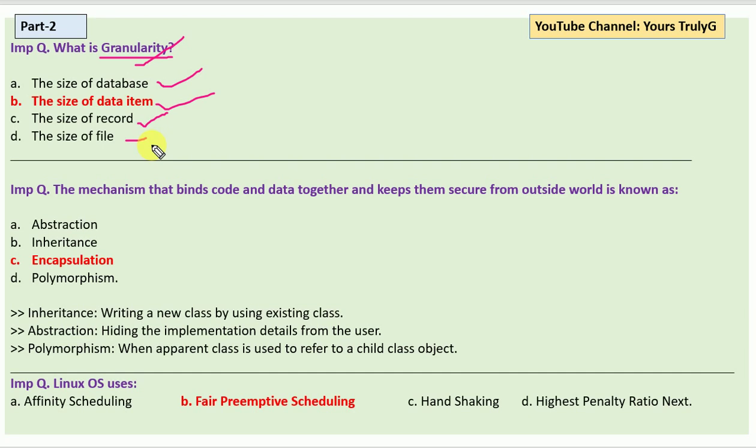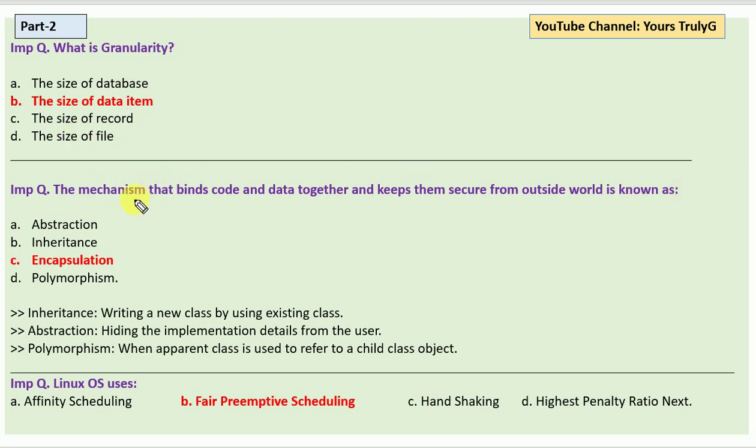The correct answer is that granularity is nothing but the size of data item. The size of data item is known as granularity. It is not the size of database, it is not the size of record, and it is not the size of file. It is the size of data item. So you have to remember it.